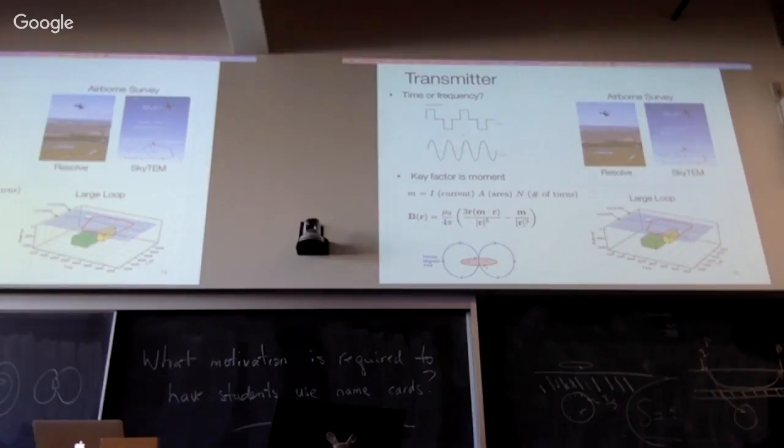The main thing with these transmitters is the moment. That was the product of the current times the area. The other thing that helps with airborne systems is that you can wrap a wire a number of times around in a loop, and that effectively increases your moment.